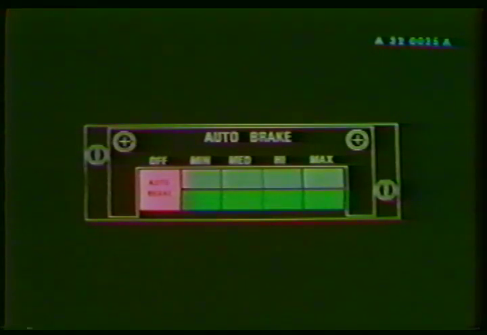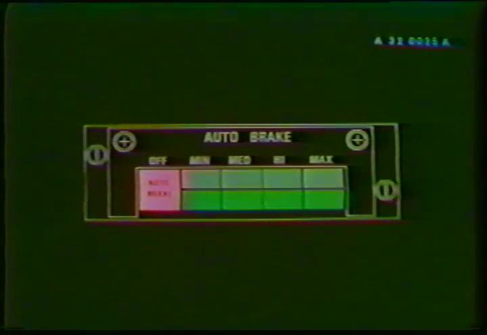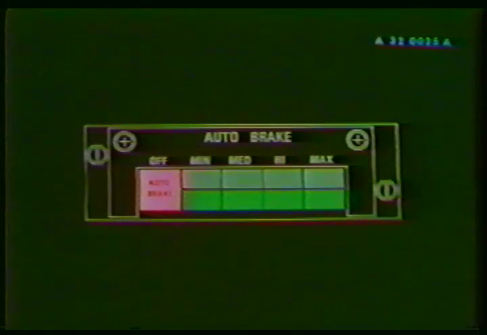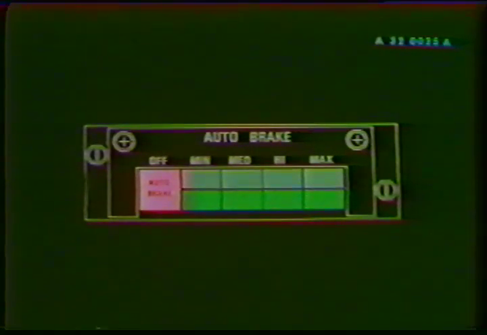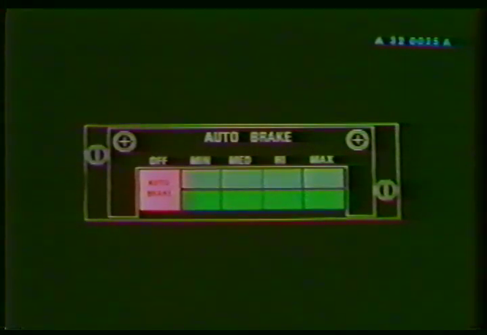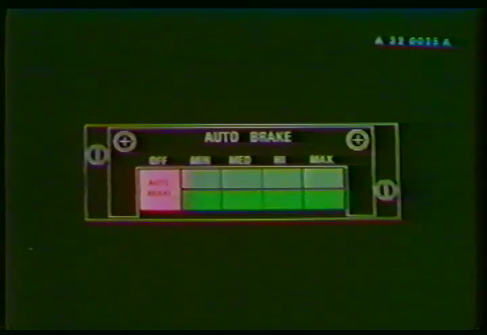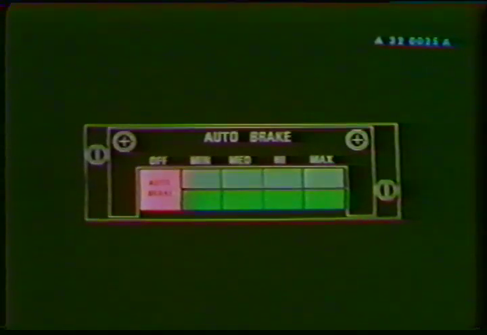At any time, one mode can be replaced by another one. Depressing the auto brake push button or the landing gear retracting causes the mode disarming without the auto brake light flashing. The auto brake system is not connected to the master warning system. This concludes the auto brake system presentation.